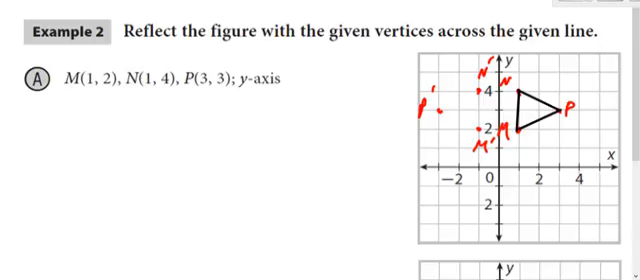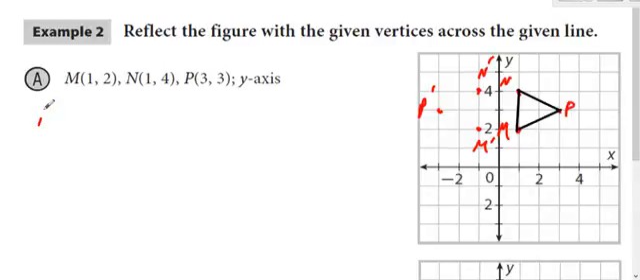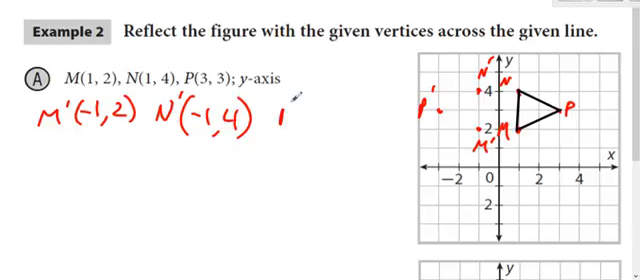Now, if we use the rule from the previous slide, over the y-axis, which means you just change the x-coordinate. X changes to a negative, it changes sign. So that means M prime, the x changes, the y stays the same. So that goes to negative 1, 2. Negative 1, 4. Negative 3, 3. You just change the x-coordinate to a negative, which makes sense.